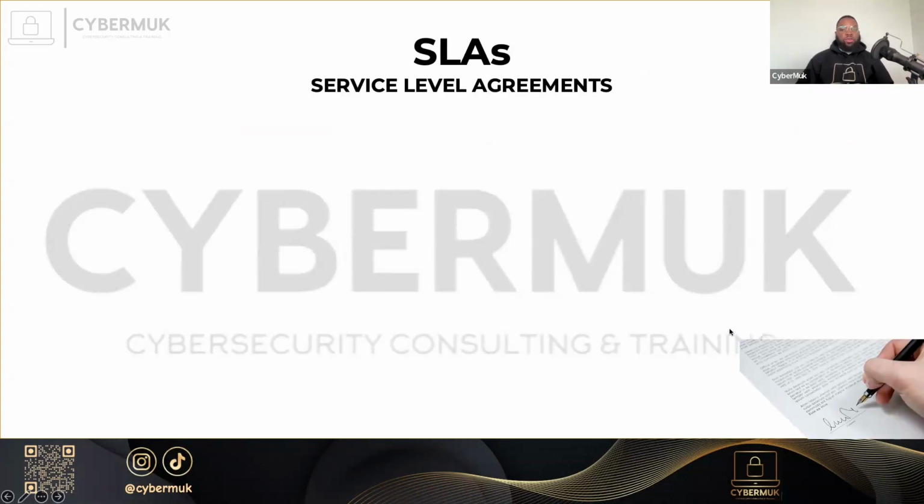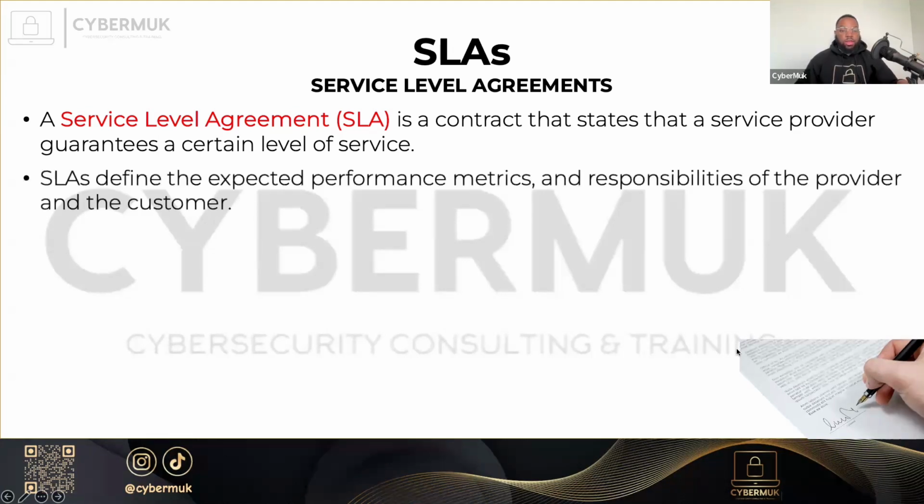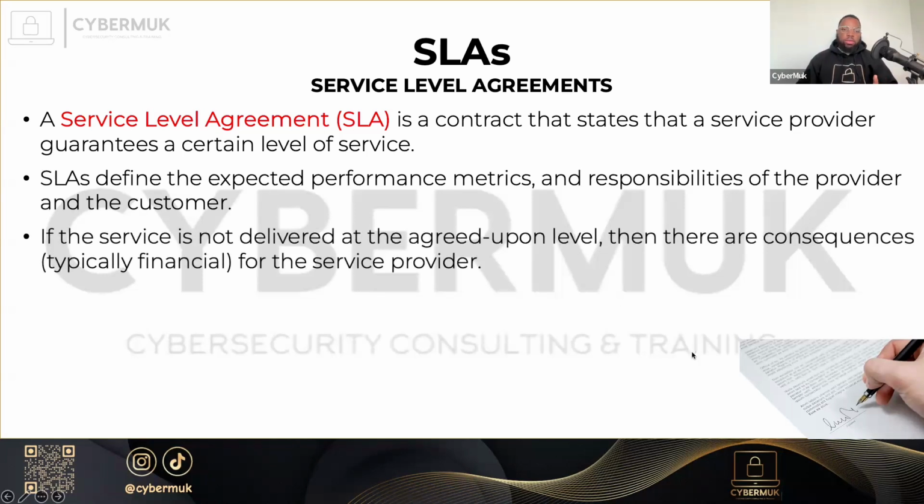Other type of agreements, you have an SLA. SLA, service level agreement, this is a contract that states that the service provider guarantees a certain level of service. So the service provider is expected to perform with a certain level of metrics. And what are their responsibilities? What is the responsibility of the provider and the customer? In the service level agreement, if the service is not delivered at the agreed upon level, then there are consequences. They can be financial, typically.